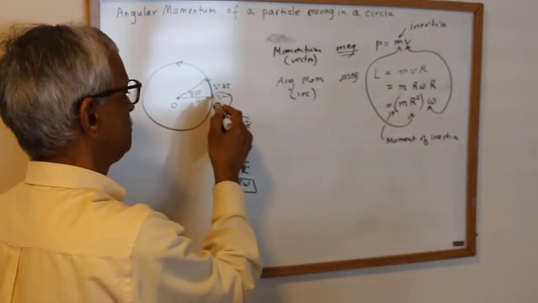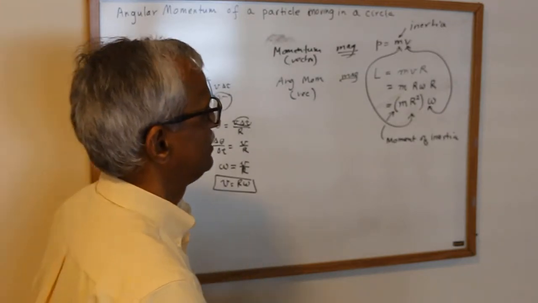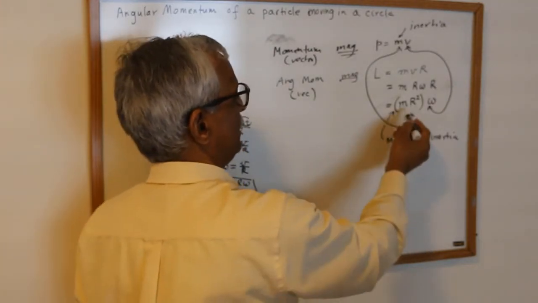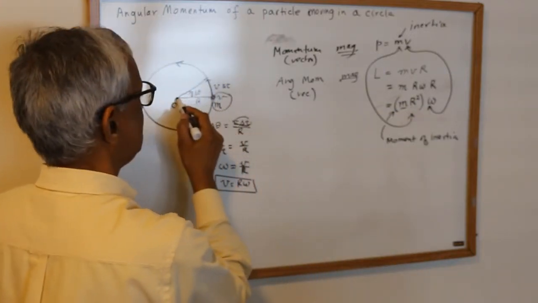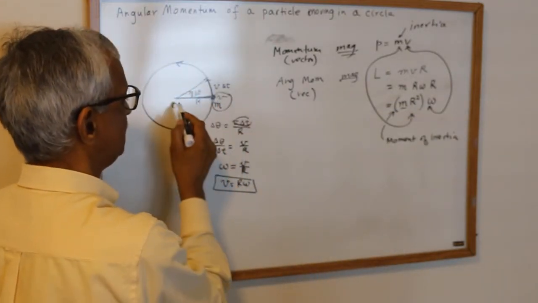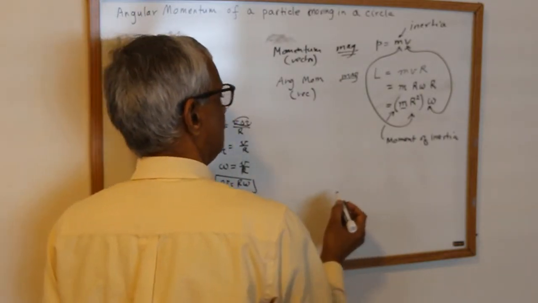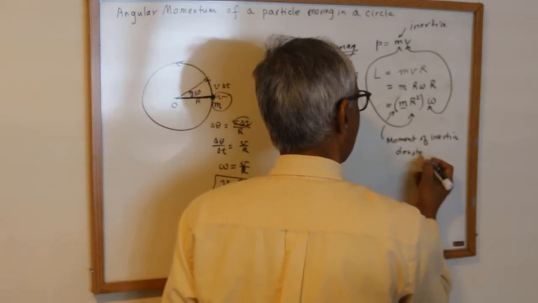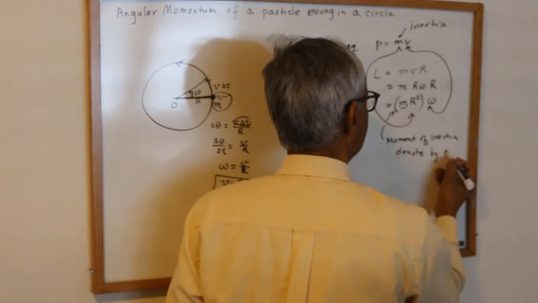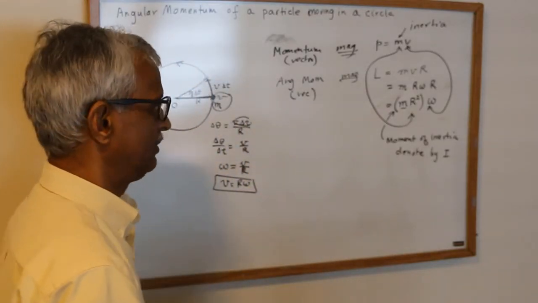Here, because we're just dealing with one single particle going in a circle, it's very simple. Take the mass and multiply it by the distance squared, the square of the radius of the circle it's going in. And we will denote this moment of inertia by the letter I. We're going to do more on moment of inertia in another video.